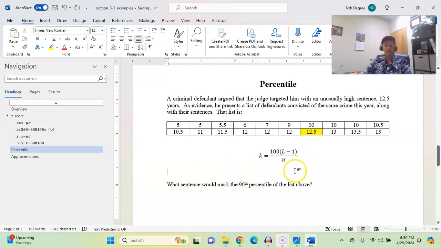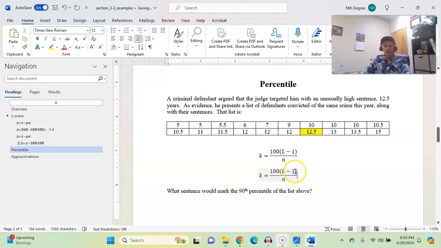Okay, let's duplicate that so we can keep the original in algebraic form and then use this version to plug in numbers. K, the percentile, is the number we're looking for here. L is the size, L is the position of this defendant within the list.